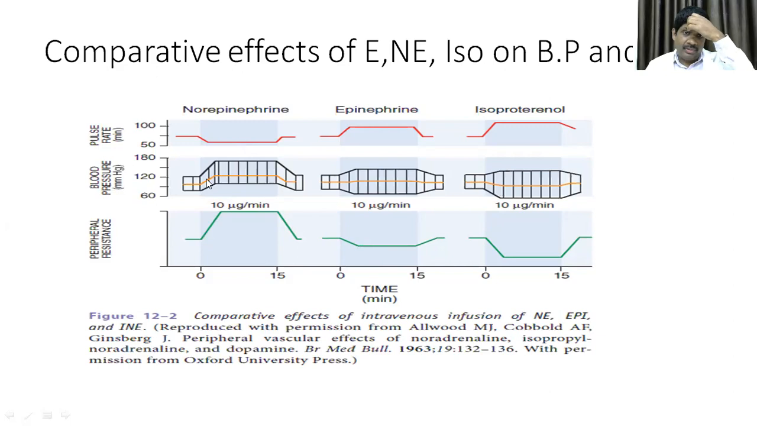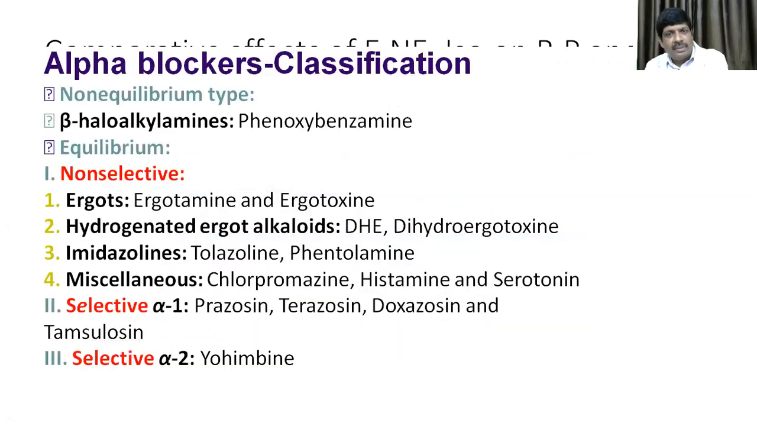Here with norepinephrine, you'll see the systolic is increased, diastolic is increased, and peripheral resistance is also increased because beta 2 mediated vasodilatation is not there. In connection with the increase in blood pressure, we'll see a reflex decrease in the pulse rate with norepinephrine. This I have already discussed yesterday also.